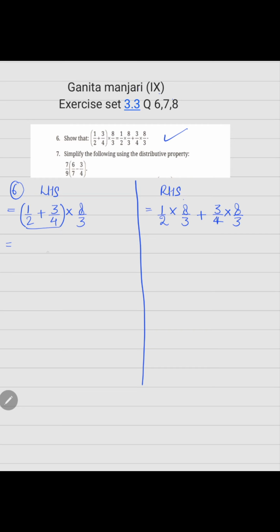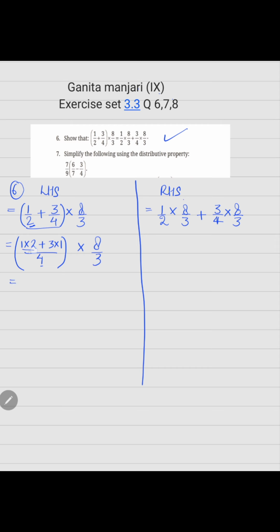We take the LCM of 2 and 4. The LCM of 2 and 4 is 4, because 4 is already divisible by itself and 4 is also divisible by 2, so the LCM is the greater number, which is 4. Now we take the multiple of 2, that is 2 times 2 equals 4, so we have to multiply 1 into 2 plus 4 into 1, which is 4, so 3 into 1 into 8/3.